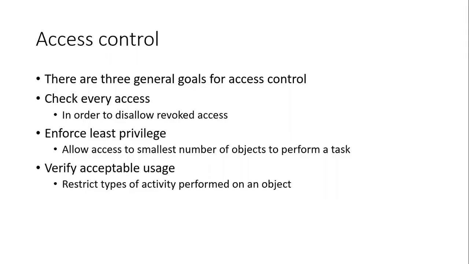The third is verifiable acceptable usage. Sometimes you don't give permission, but sometimes after verification you can give the permission. So restrict the types of activity performed on an object. Sometimes on some objects they will have permission to read. For some they will have only writing. Sometimes execution. So it depends from object to object.